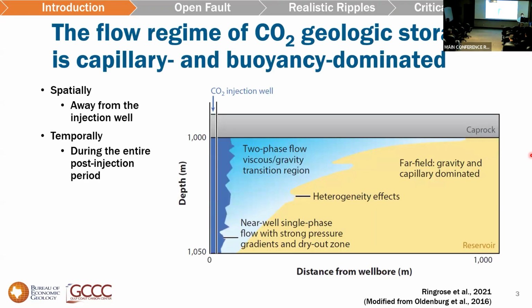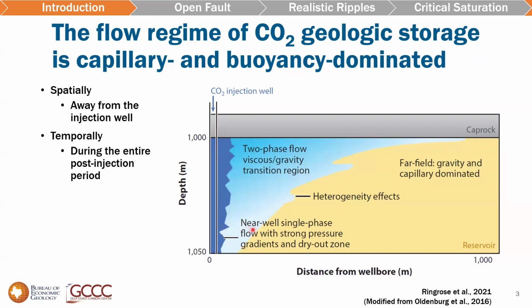So let's get started with the introduction. After we inject CO2 underground, because we have to inject at a commercial rate, which is a high rate, the injection pressure will be quite high in order to blast the CO2 into the formation. And therefore, in this near well region, the flow of CO2 is completely pressure driven, and the impact of heterogeneity in this area is not very significant.